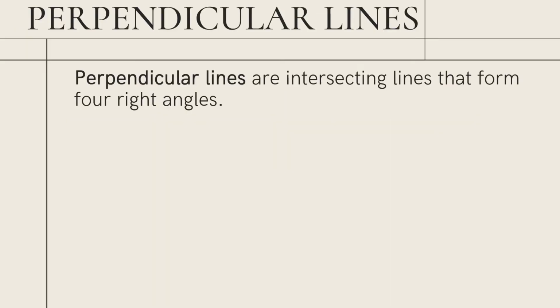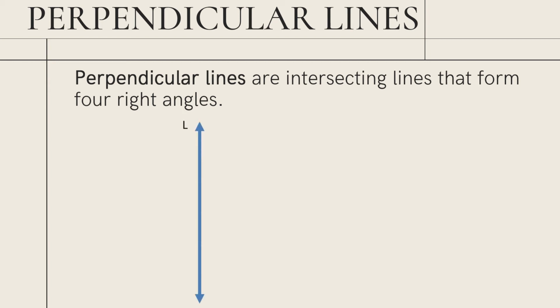Perpendicular lines are defined as two lines that intersect to form right angles, or angles with 90-degree measure. Again, two lines that intersect to form right angles are said to be perpendicular. This is not limited to lines only. Segments and rays can also be perpendicular.